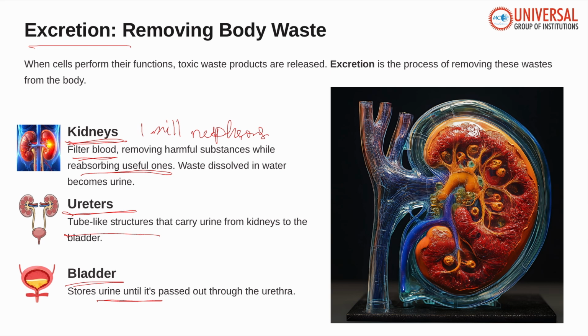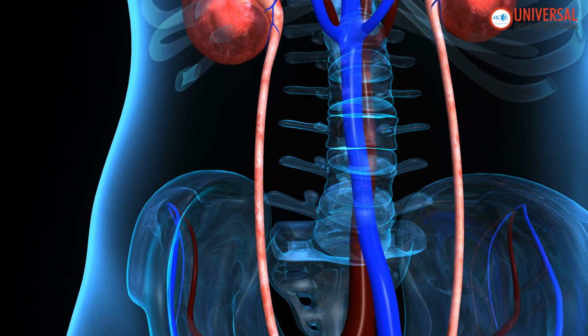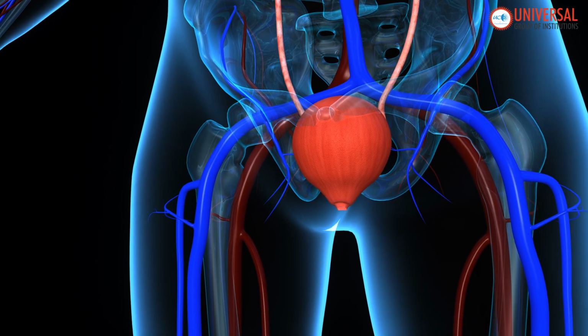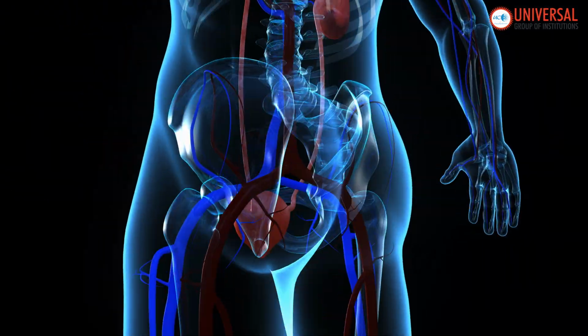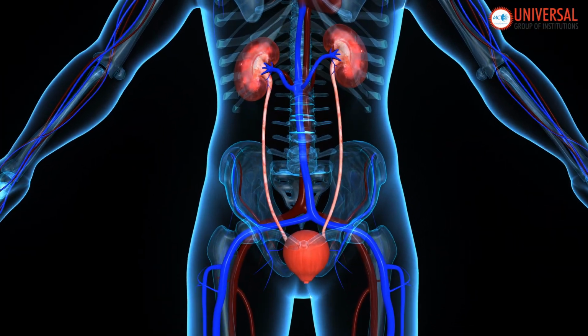So what are the organs involved in the excretory system? One is kidney, which helps in filtering the blood, reabsorbing the useful materials or nutrients and releasing urine. Then the ureter, a tube-like structure which carries the urine from kidneys to the bladder. Then the bladder, which stores the urine until it is passed out of the body. And the last one is urethra, which is an external opening through which the urine leaves the body.